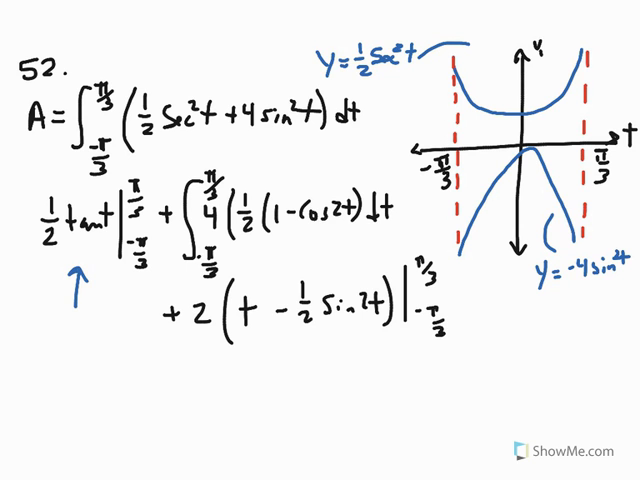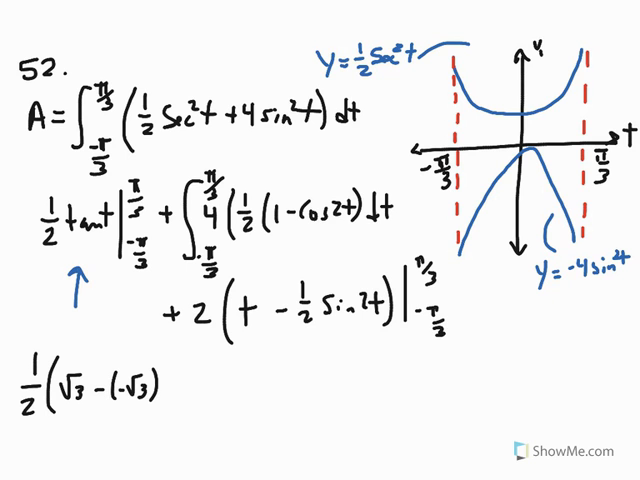So tangent of π/3 is, so that's going to be 1/2. This thing's not writing for some reason. I guess because I don't have the ink on. There we go. 1/2 times tangent of π/3 is the square root of 3, minus tangent of -π/3, which is a negative square root of 3.